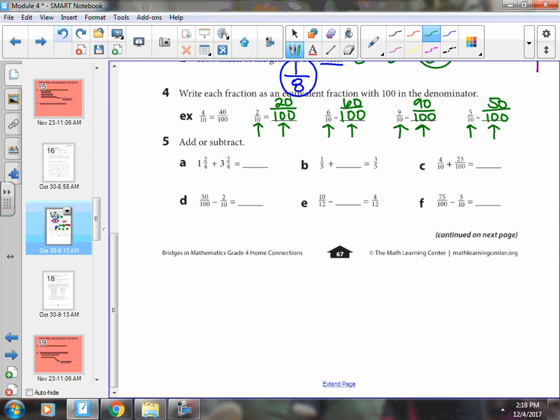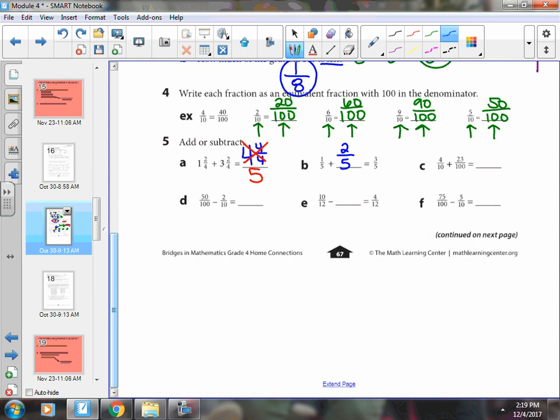Number 5, add or subtract. When the denominators are the same, it makes life very easy. 1 2/4 plus 3 2/4. I'm going to add my whole numbers together. A big ol' 1 plus a big ol' 3 is a big ol' 4. 2/4 plus 2/4 is 4/4. But I think a much better way of writing that would be 4 plus another whole. Big ol' 5 is what I'm going to write. Letter B, 1/5 plus 2/5 equals 3/5.